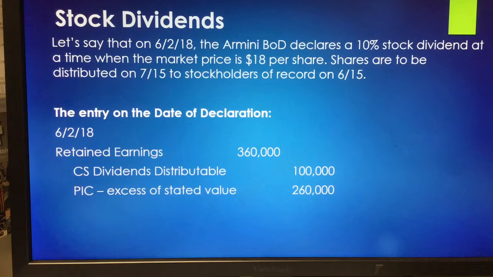Well, here we go. There's the entry on the date of declaration. Debit retained earnings for the total dollar amount, the value of this dividend. Credit an account called Common Stock Dividends Distributable for the stated value. I almost said par value. The stated value of $5 per share, and then credit paid-in capital in excess of stated value for the difference. Once again, that is a plug figure, but notice also the stated value, not par value.